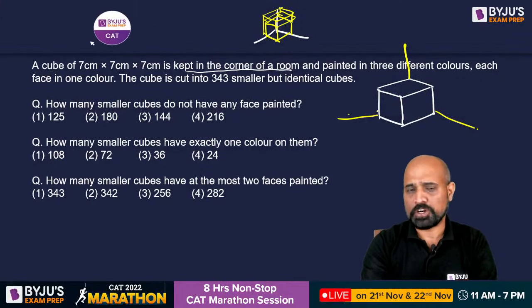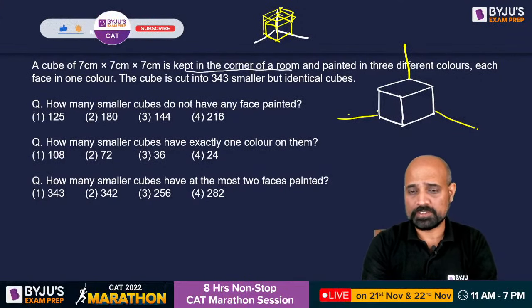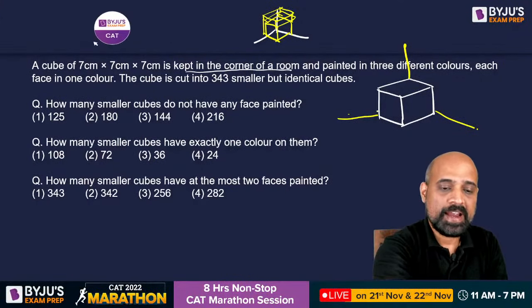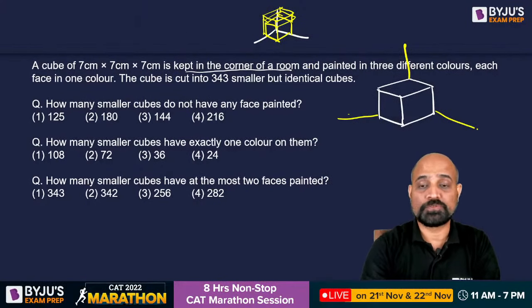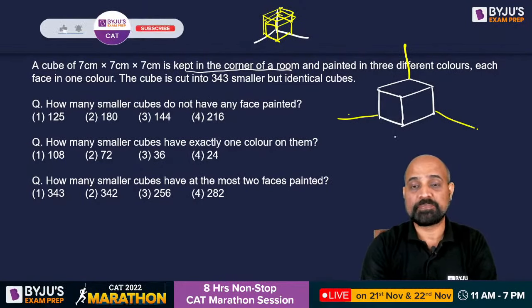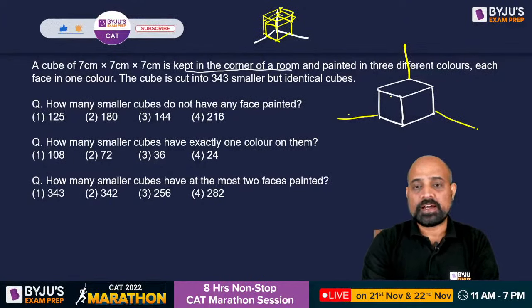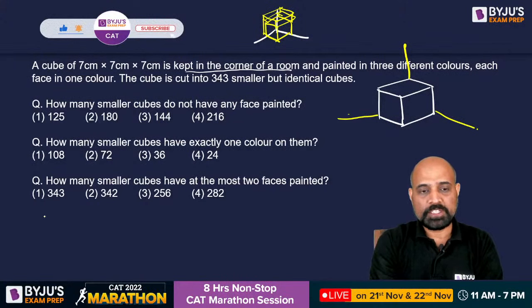The colors have not been mentioned, so it could be any 3 colors, right? Completely our choice. And now it is cut into 343 smaller but identical cubes, which means there have been 6 cuts so that we get 7 slices, right? So the total number of cubes we will have is 343.